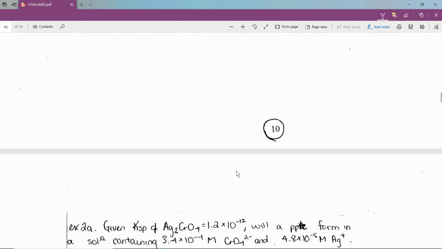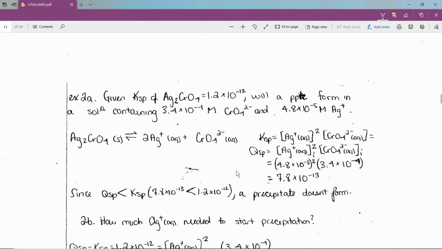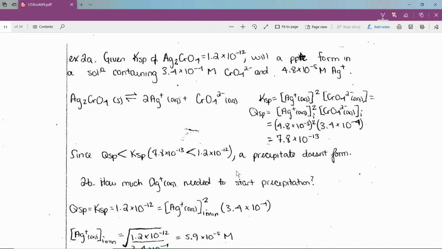Okay. Let's do a more advanced case here on page 11. Given a KSP of Ag2CrO4 is 1.2 by 10 to minus 12. Will it precipitate? That's a 4 there, not a 9, but a 4. Will a precipitate form in a solution which has 3.4 by 10 to minus 4 moles per liter of chromate, CrO4 minus, and 4.8 by 10 to minus 5 molar of Ag plus?